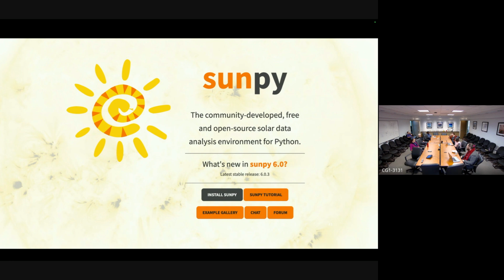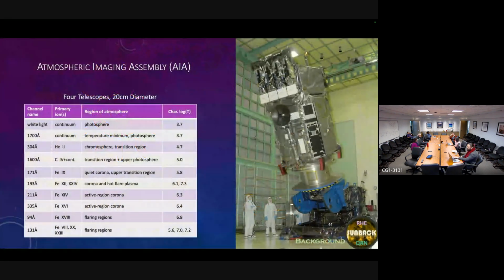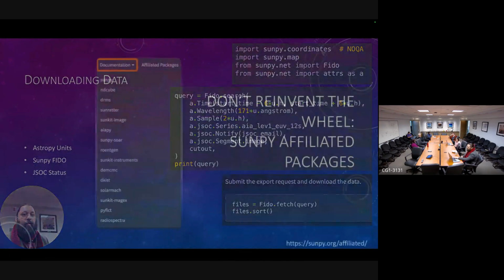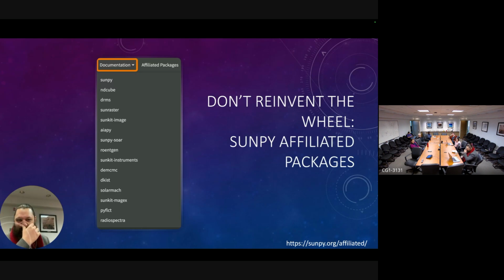Astropy quantities are awesome. Fido's awesome. SunKit-image is awesome. Oh, I guess I didn't put that there, but yes, in SunKit-image, the wavelet optimized whitening code is there, MGN is there, NRGF is there, RHEF is there. So any of the major popular ones and also mine are there.